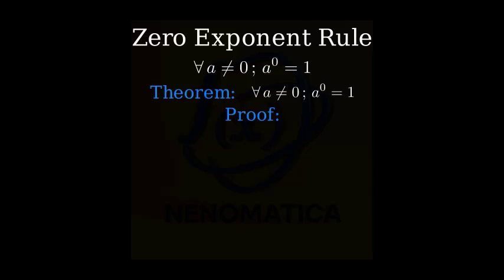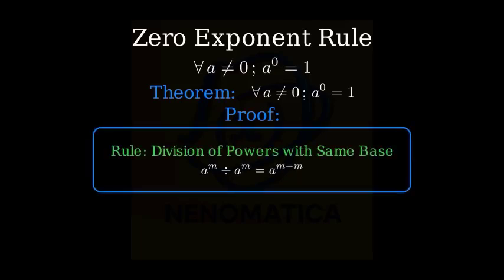We'll start by examining how exponents work when dividing powers with the same base. When we divide numbers with the same base, we can use the quotient rule of exponents. This rule states that when dividing powers with the same base, we subtract the exponents. Let's consider the expression a to the power m divided by a to the power m, where a is any non-zero number, and m is any exponent. Using the quotient rule of exponents, we can rewrite this as a to the power m minus m.